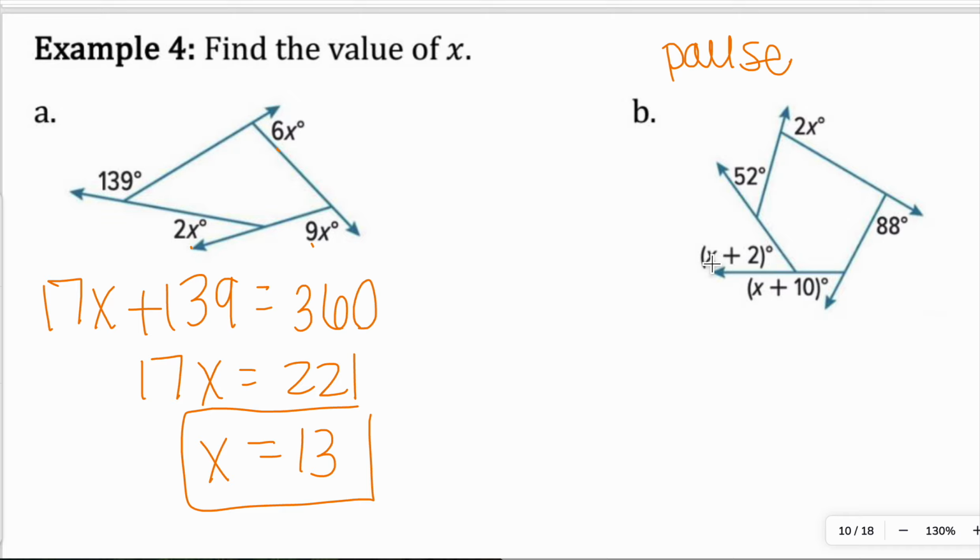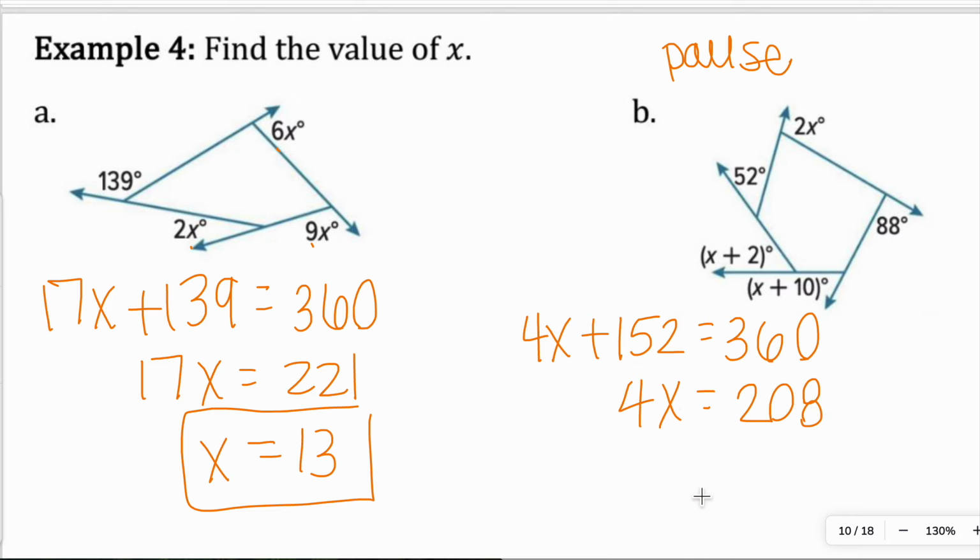All right, first thing you probably do is combine all your x's, hopefully. So you should get 4x. Then I combine my numbers: 52 plus 2 is 54, 54 plus 10 is 64, and 64 plus 88 is 152. That's all equal to 360. Subtract 152 from 360, and we get 208. Then 208 divided by 4 gives x equals 52.